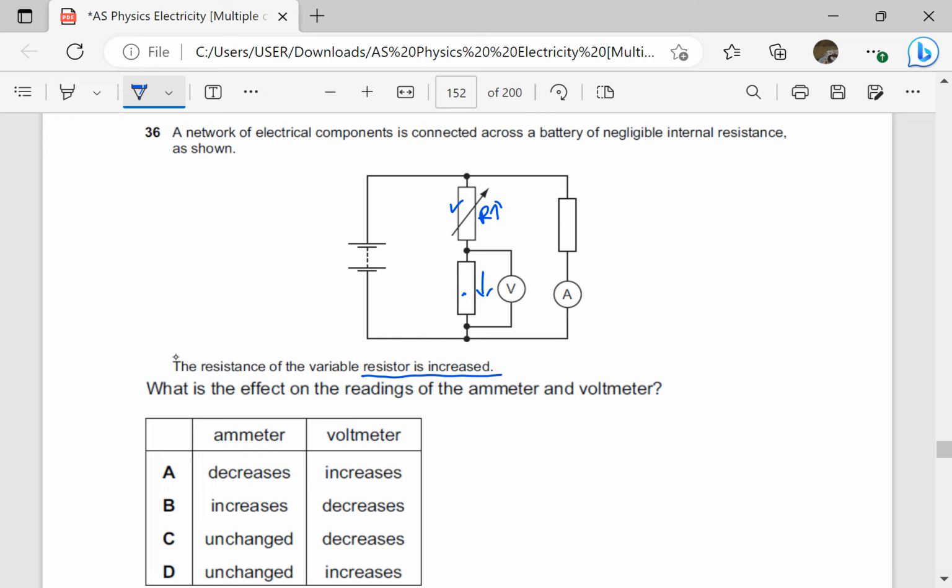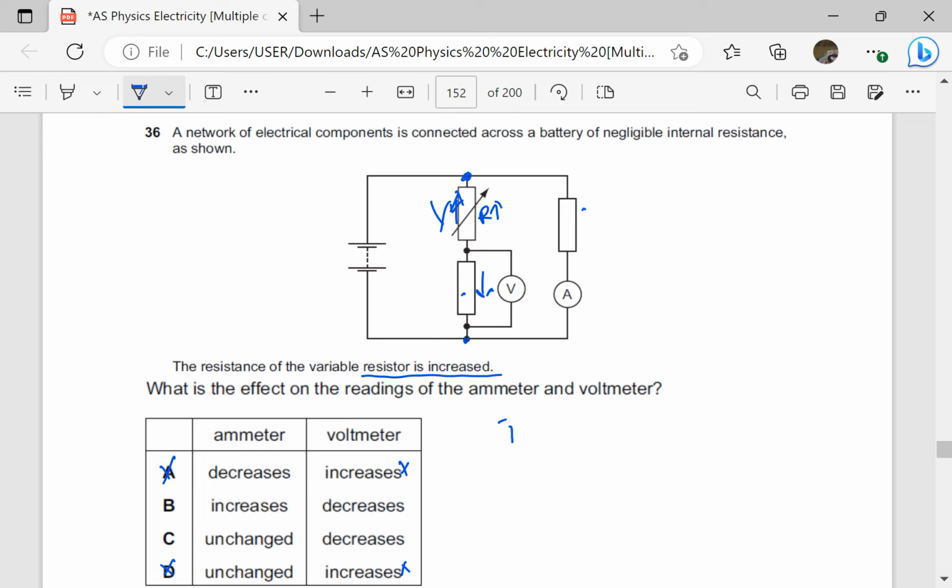So we can eliminate this one, we eliminate this one. So A and D are out. When the resistance of the variable resistor increases, the PD across it increases. So V here goes up, which means V here goes down because the PD across these two terminals must be the EMF. However, the PD across the fixed resistor has not changed because the PD across the fixed resistor is again the PD between these two points.